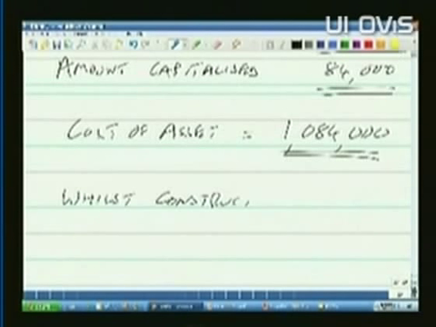So if in the middle of this construction there is a dispute and all the workers down tools, okay, then you would have to sort of pause the capitalisation.